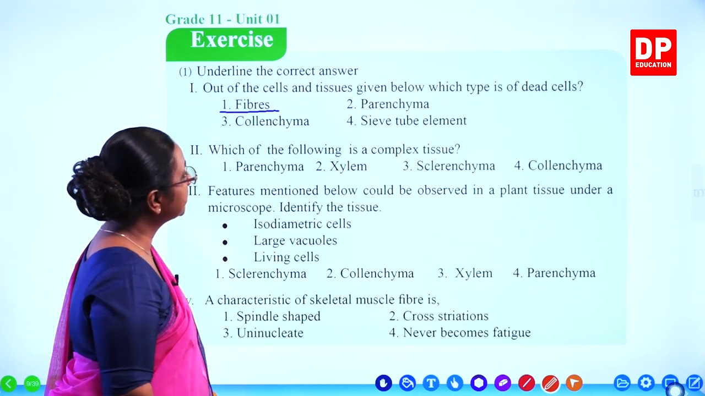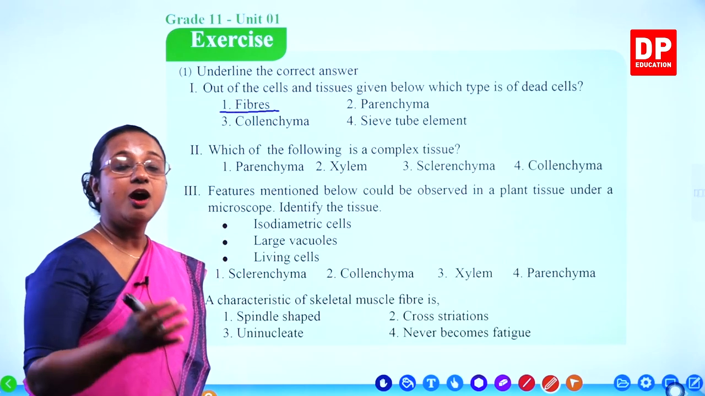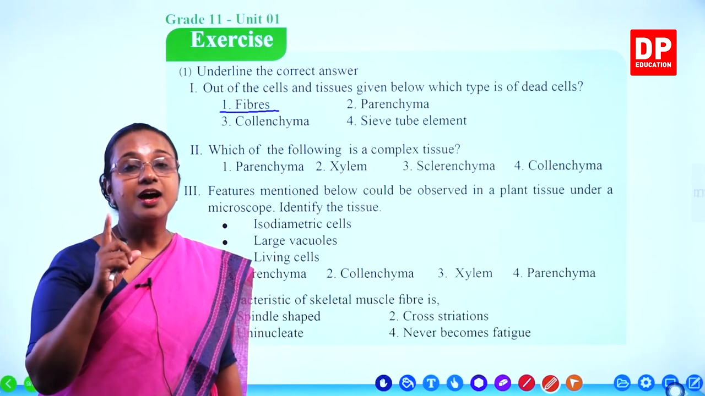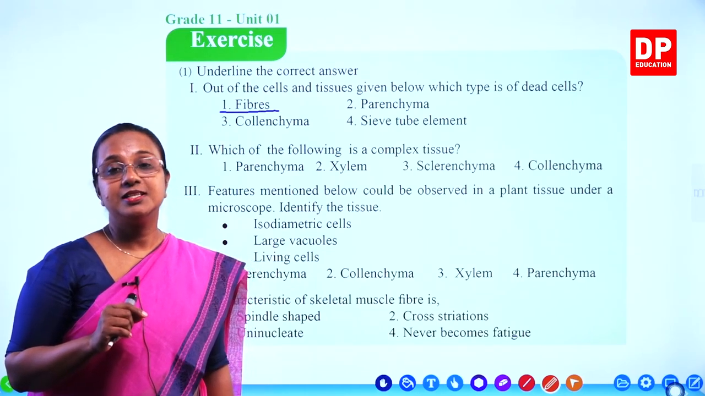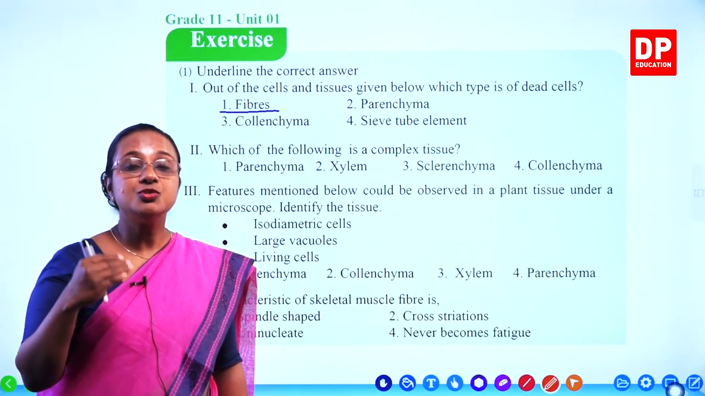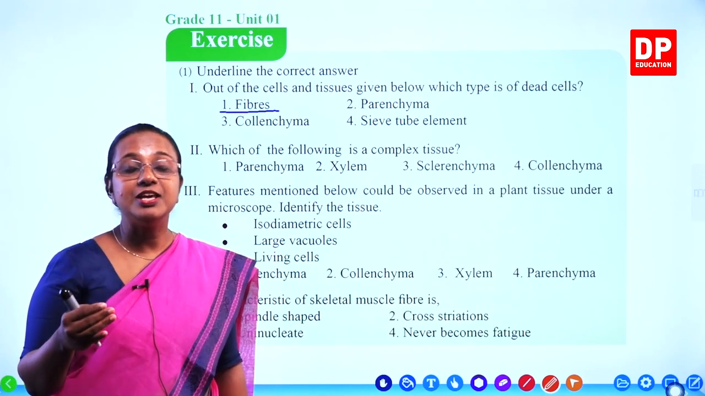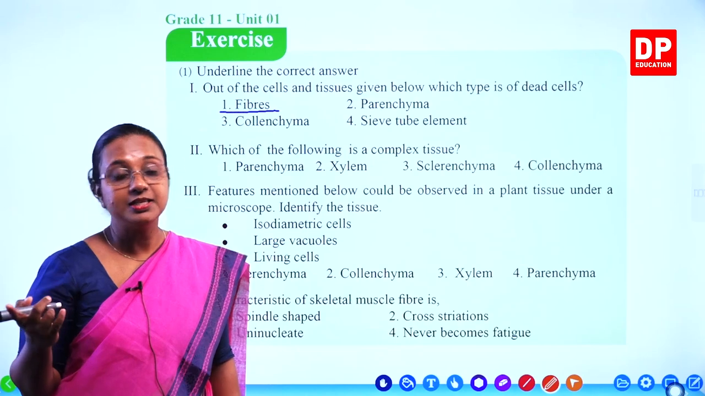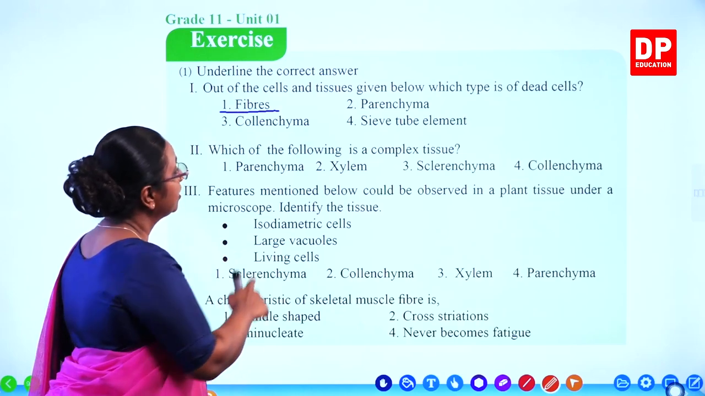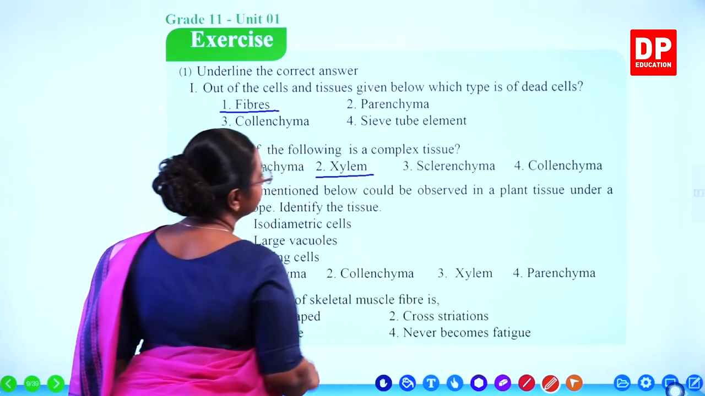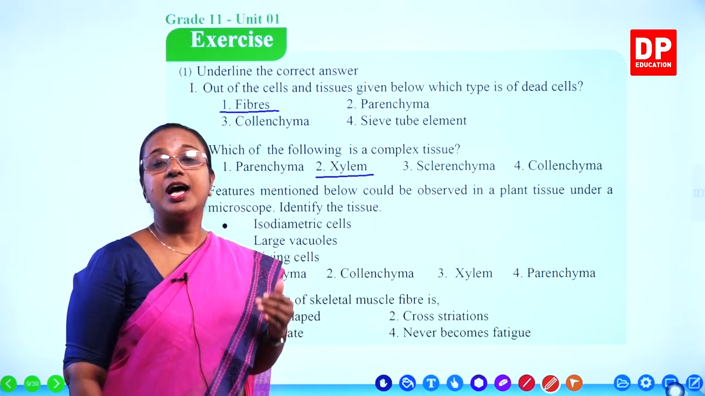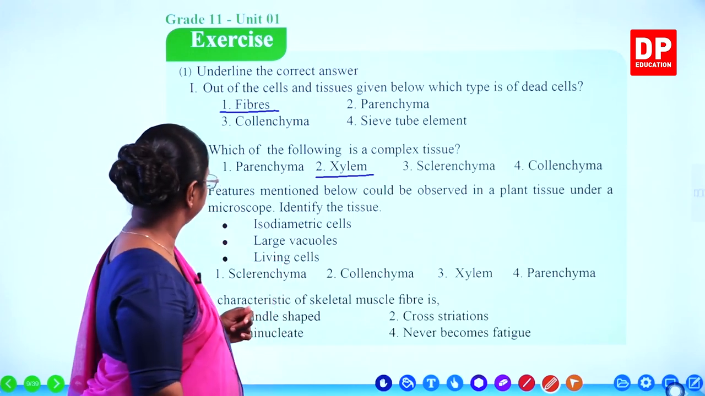Which of the following is a complex tissue? How do we classify tissues as simple and complex? If there is only one type of cell, then we call it simple permanent tissue. And if there are two or more types of cells, then we call them complex permanent tissues. So parenchyma is a simple permanent tissue. Xylem is a complex permanent tissue. And sclerenchyma and collenchyma both are simple permanent tissues.